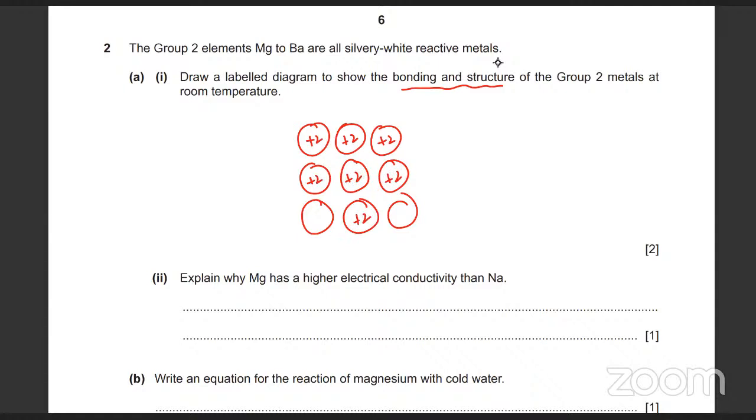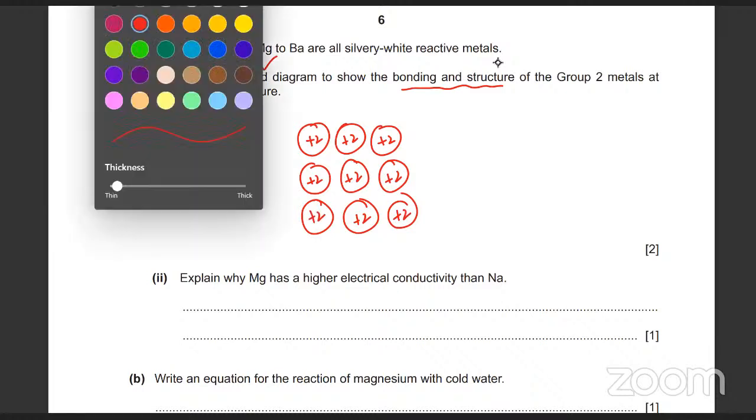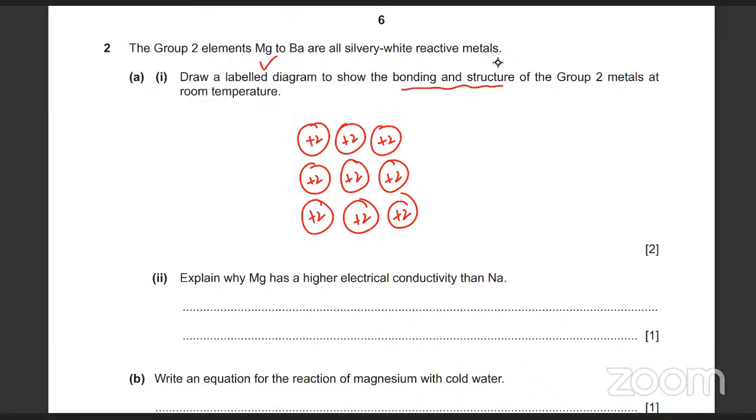And in a sea of electrons. You just have to draw a labelled diagram, so you don't have to write anything, no explanation needed for this. If an explanation were needed, what you would have written is it's a regular arrangement, a lattice of positive metal ions in a sea of free moving electrons. So there's going to be a sea of free moving mobile electrons.